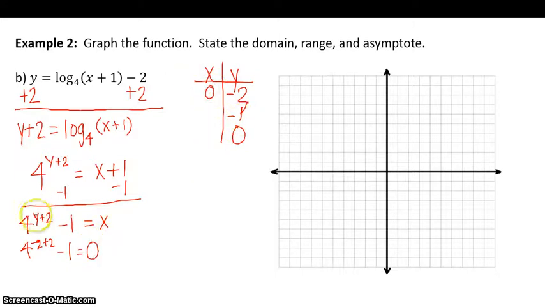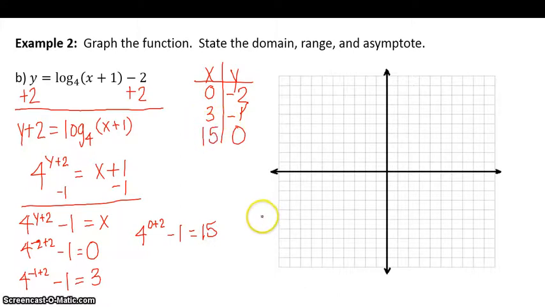Now I'm going to plug in -1 for the y. So 4 raised to the power -1 plus 2, then minus 1. So -1 plus 2 is 1. 4 to the first power is 4. Minus 1 gives me 3. And then if I plug in 0 for the y here, so I do 4 raised to the 0 plus 2 minus 1. So 0 plus 2 is 2, 4 squared is 16, minus 1 is 15. So then I have 15, 0.